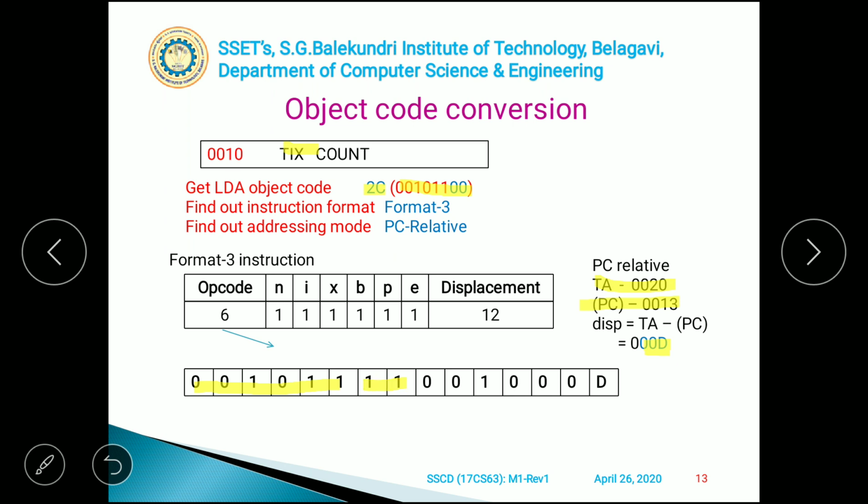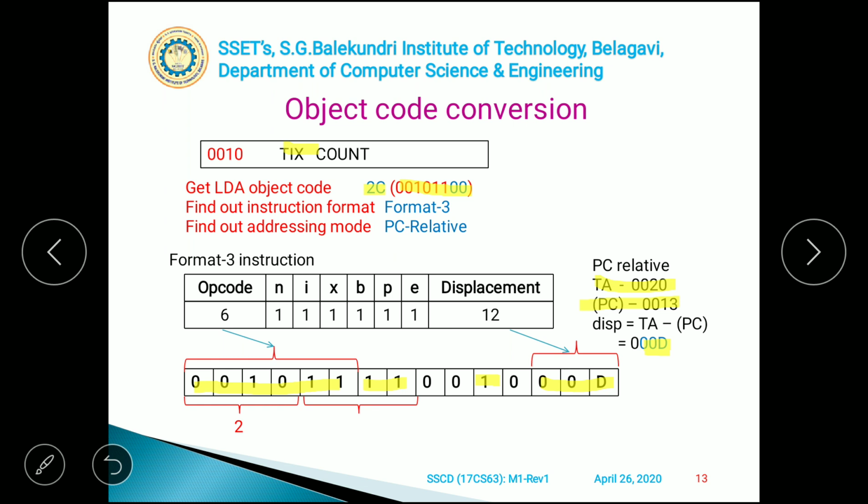And now this is a PC relative because the displacement is very small, and it lies within minus 2048 to plus 2047. Hence it is a PC relative. That's why we are going to set the P value as 1, and whatever the displacement is, that is given in the last 3 digits. So again I combine them with 4 bits together.